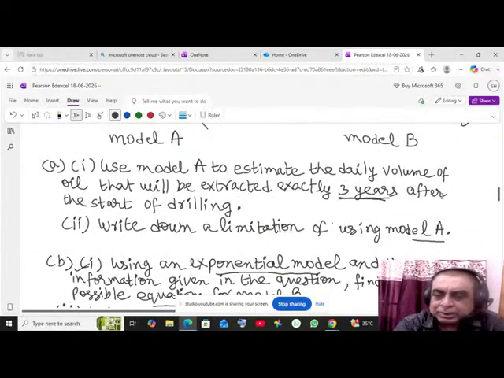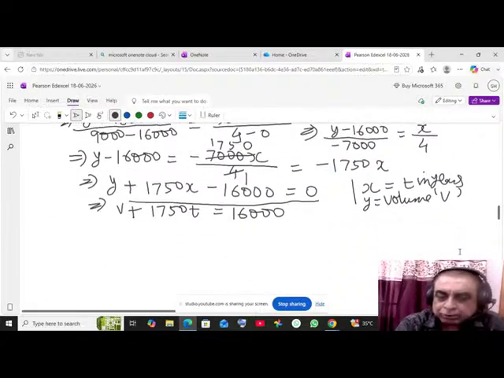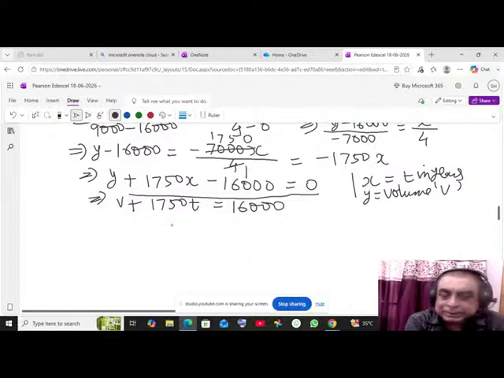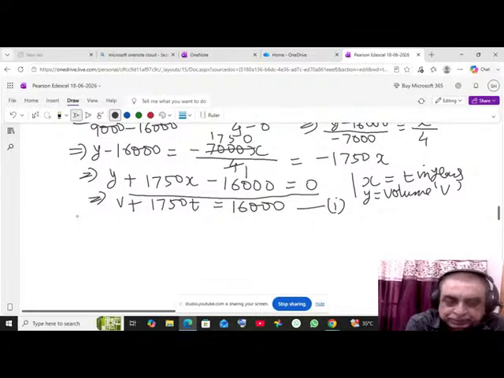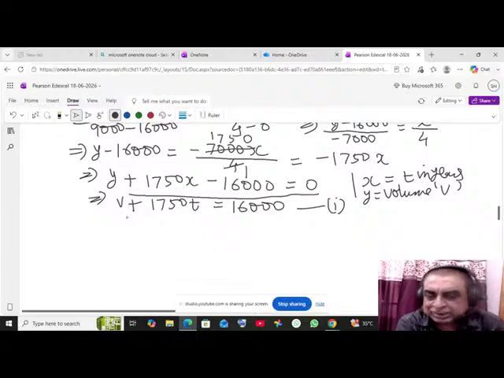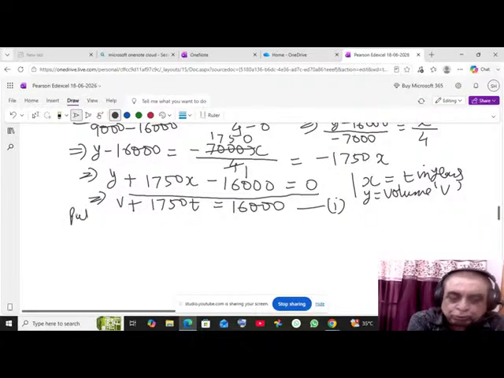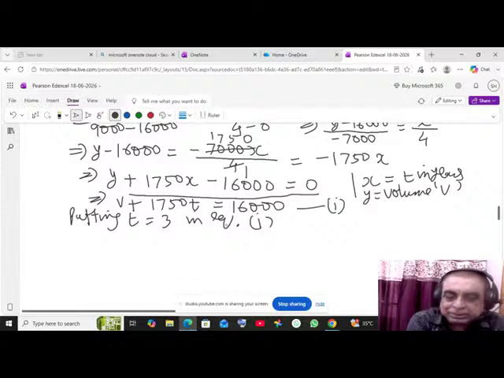Okay, now what is asked? Estimate the daily volume after 3 years. So this is the equation we have made, of model A. Now every point on that graph obeys the equation. I call this equation number 1. So we are asked how much oil will be extracted after 3 years. So T denotes the time. In this equation, you write the value of T as 3. So putting T value equals to 3 in equation number 1, we will get the value of V.